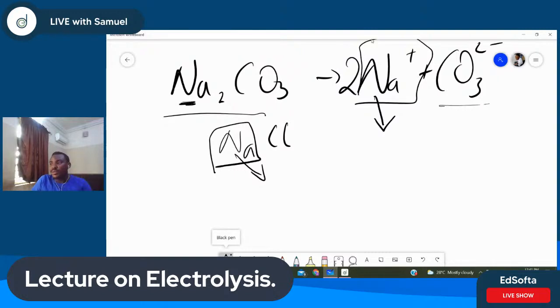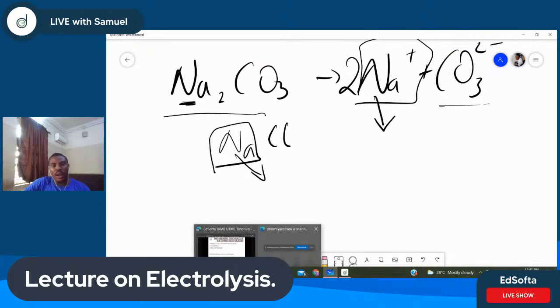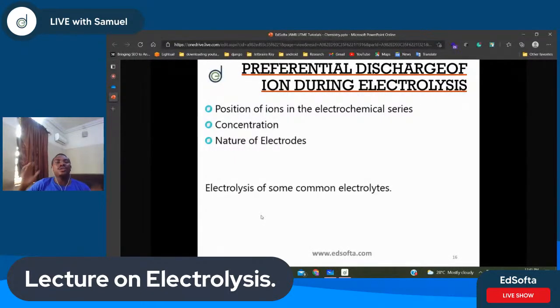So there's a way you can perform your electrolysis. If those certain conditions are not met, you find out that you are not able to discharge your NaCl, to actually decompose the compound. Why? Because you didn't allow certain conditions to happen. There are three of those conditions, and let me put it up on the screen. The first is the position of ions in the electrochemical series. So what is the electrochemical series?